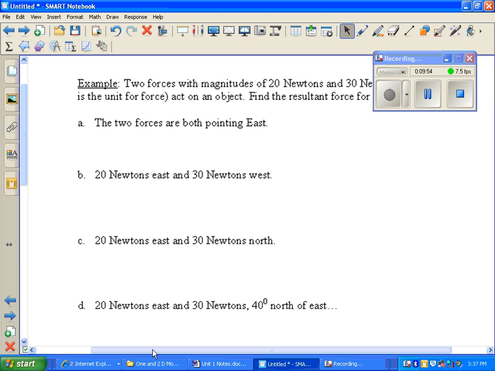All right. So we have two forces. One is 20 and one is 30, and they're acting on an object, and I'm trying to find the resultant. Well, the first thing is if they're both pointing east. So here's my object, and I have somebody pulling on it with a force of 20 newtons, and another one pulling with a force of 30 newtons. In this case, I don't really have to draw a scale model because it's going to be pretty obvious. They're working together, they're helping each other out. So the resultant, I can just add them. It's going to be 20 plus 30 is 50 newtons to the east. So if they're in the same direction, you're just going to add.